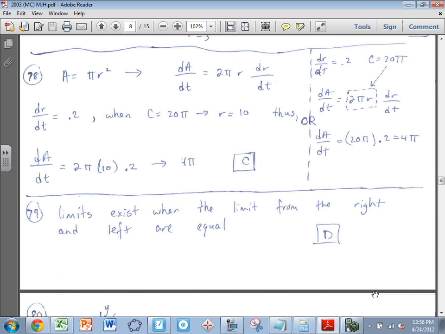All right, can somebody read for us, please? The radius of a circle is increasing at a constant rate of 0.2 meters per second. What is the rate of increase in the area of the circle at the instant when the circumference of the circle is 25 meters?